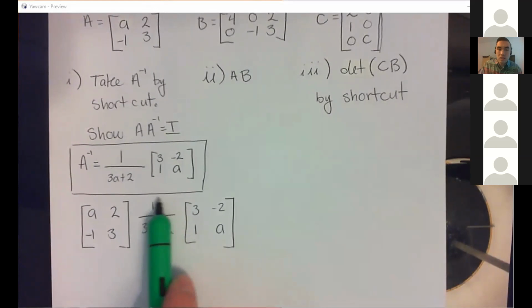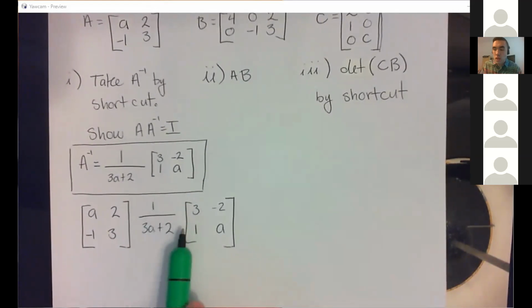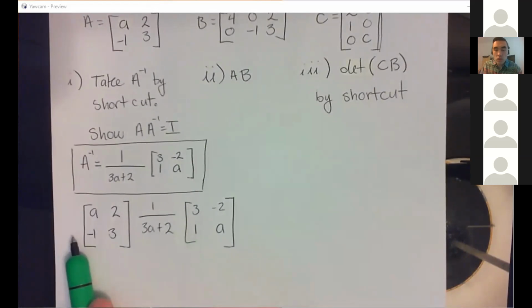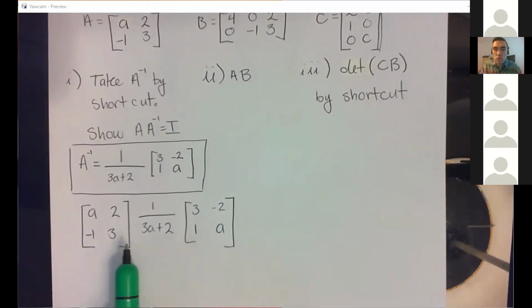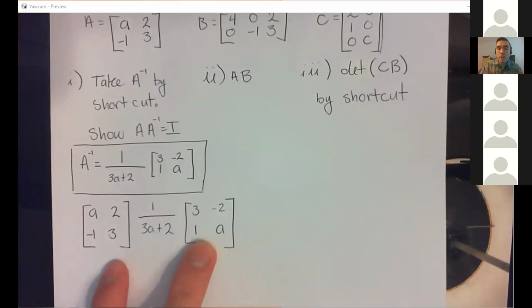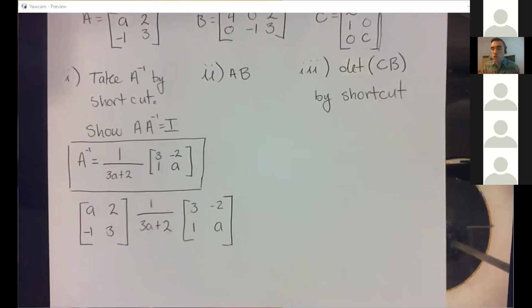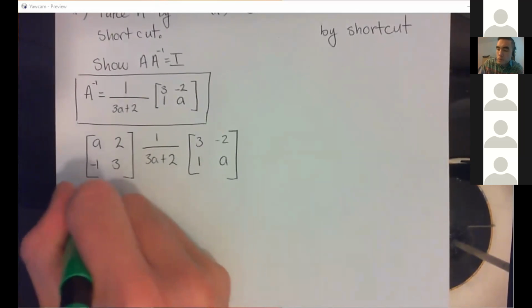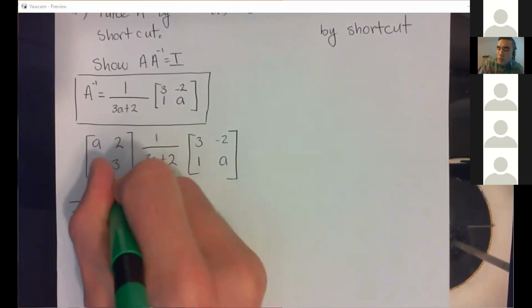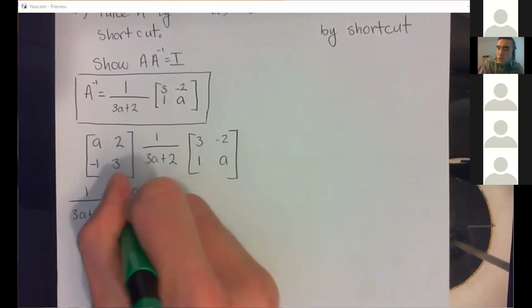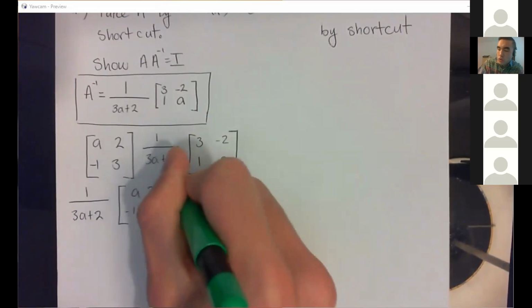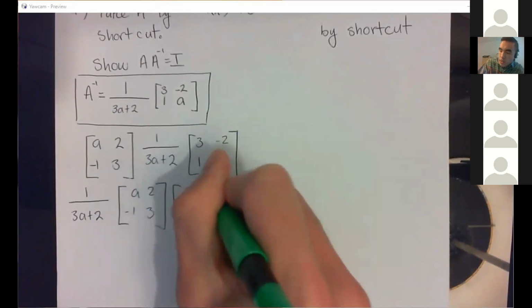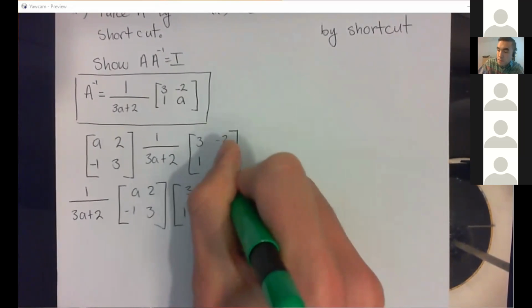So that is to say that since this is just a number, just a scalar, I can take this and move it out to the front, and then I can conduct my matrix multiplication. Moving this around will not change the product, but swapping the position of the matrices might change the product. So this will be 1 divided by (3a + 2), then times [a, 2; -1, 3], which we are going to multiply by [3, -2; 1, a].